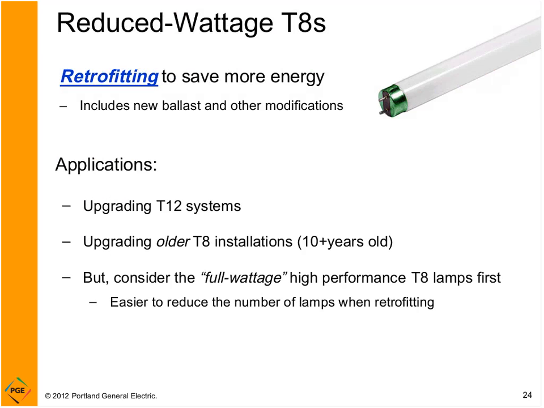But an important thing to remember is that you want to consider the full wattage high-performance T8 lamps first. And that is because it's easier to reduce the number of lamps in retrofitting. For example, you could go from a 4-lamp fixture to a 2-lamp fixture using the full wattage high-performance T8s.